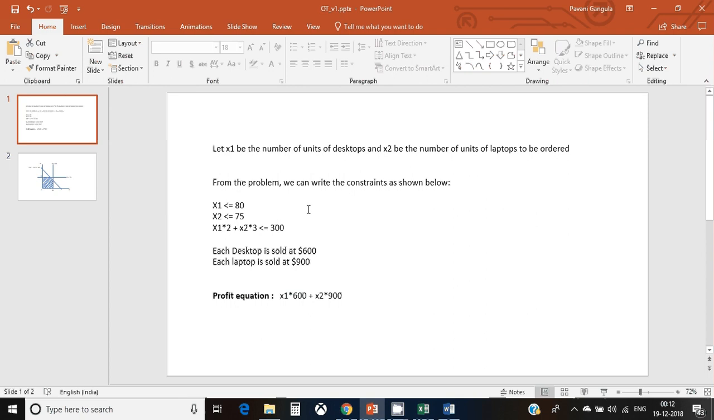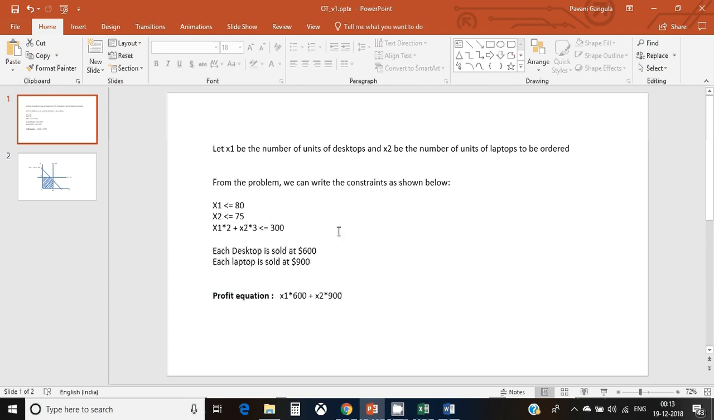x1, that is the number of units of desktops, is less than or equal to 80. That means the manufacturer cannot ship more than 80 desktops. x2, or the number of units of laptops, is less than or equal to 75. That means the manufacturer cannot ship more than 75 laptops to the company. And the third constraint is the total number of working hours, that is x1 into 2 plus x2 into 3 cannot be more than 300 hours.